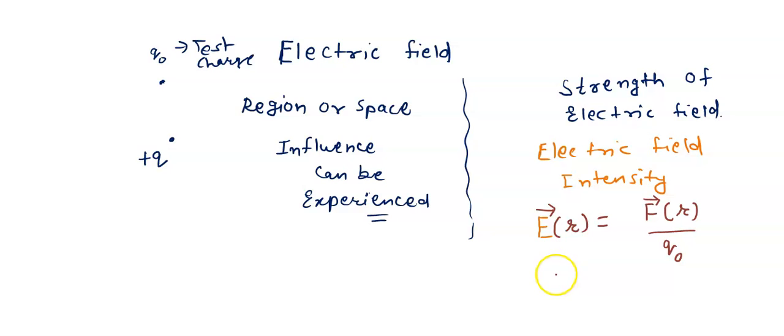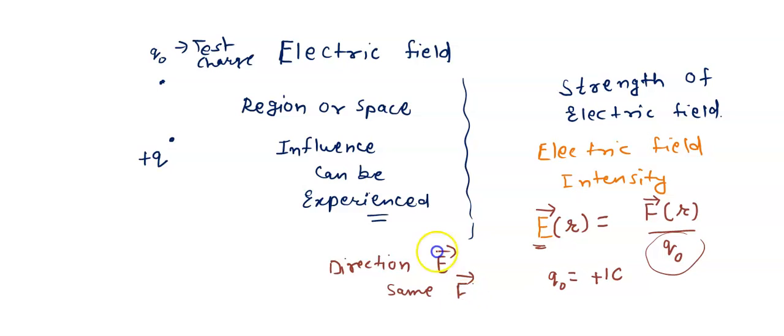What does it mean? Suppose Q naught is plus 1 coulomb. Then the force experienced will be equal to the electric field intensity at that point. So obviously the direction of the electric field is the same as the direction of the force experienced by this charge when it is kept at that point. Agreed?